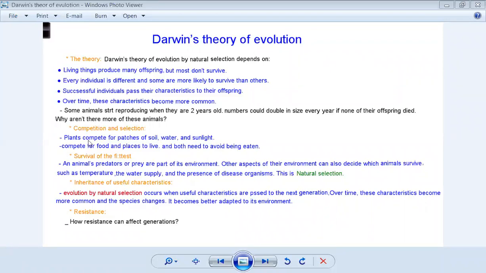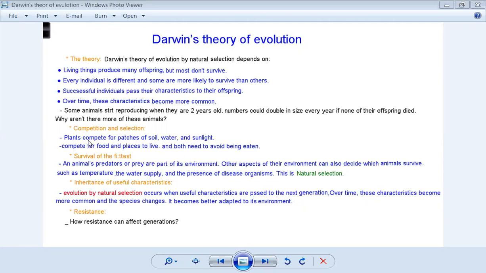Some animals start reproducing when they are 2 years old. Numbers could double in size every year if none of their offspring died. So we have some animals with good, perfect features. They can have offspring at 2 years old, and these offspring can survive if they inherited these features from them, and they can pass their genes to the next generations.